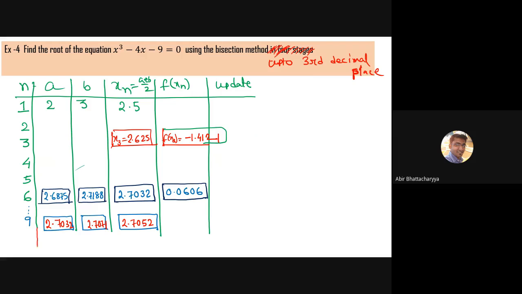So go forward for another 2 iterations. All of you go forward and you have to end at the 11th iteration. Tell me what is the answer at the 11th iteration, all three values A, B and Xn. At the 11th iteration, please write down.